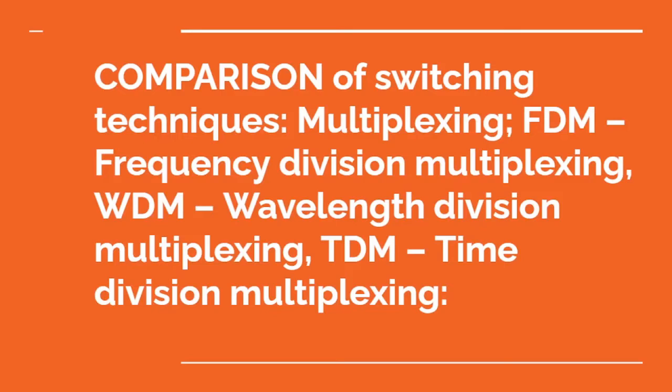A demultiplexer is the device which separates the signal received from a high-speed channel into different signals and sends them to receivers. So there are four basic multiplexing techniques. One is frequency division multiplexing. Two is time division multiplexing. Three is code division multiplexing. Four is space division multiplexing.